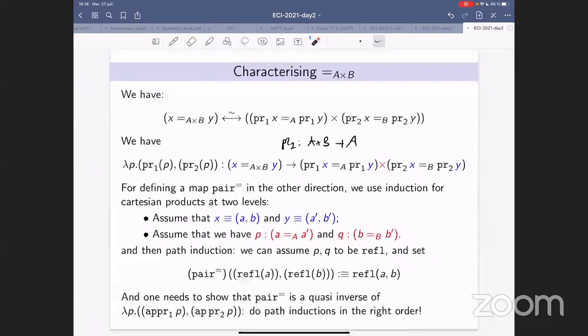So this double induction on two Cartesian products, this one and this one, reduces my problem to finding a proof that (a, b) is equal to, sorry, I continue.